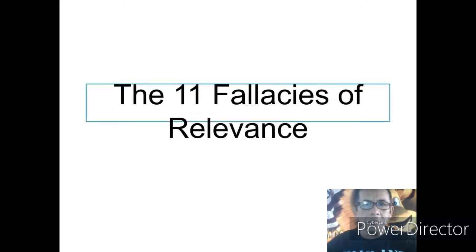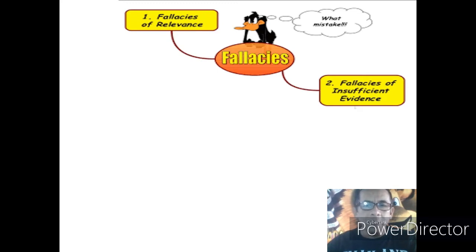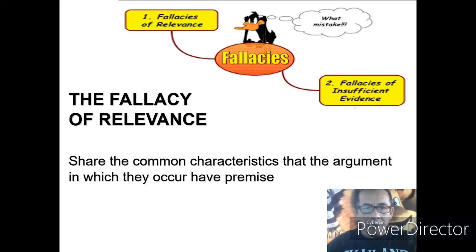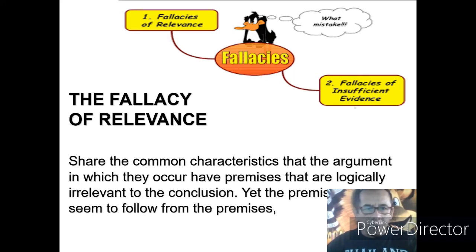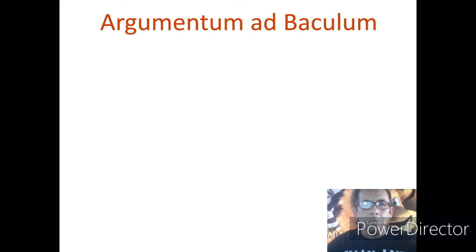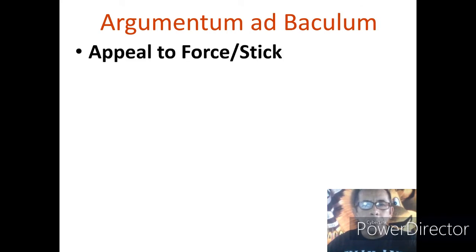First in line is the 11 fallacies of relevance. What is the fallacies of relevance? The fallacies of relevance share the common characteristic that the arguments in which they occur have premises that are logically irrelevant to the conclusion, yet the premises may seem to follow even though the conclusion does not follow logically. First is the argumentum ad baculum, or appeal to force, or appeal to stick.